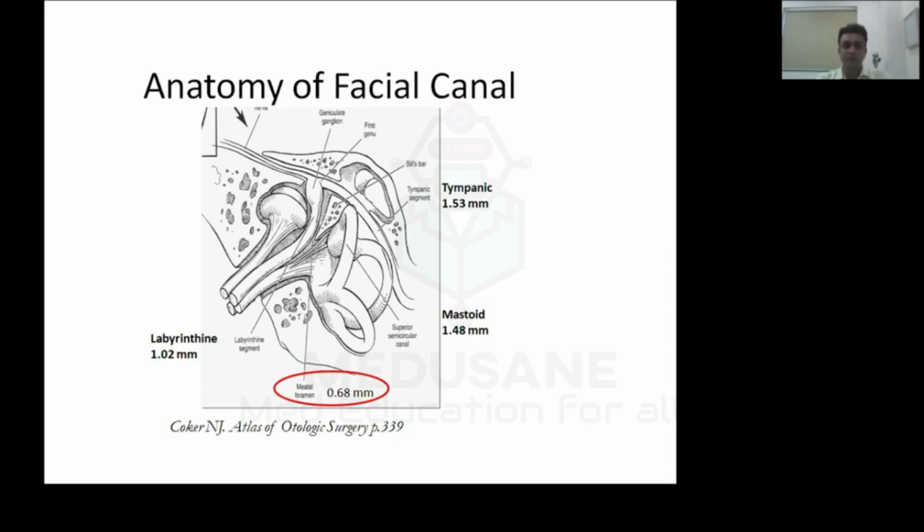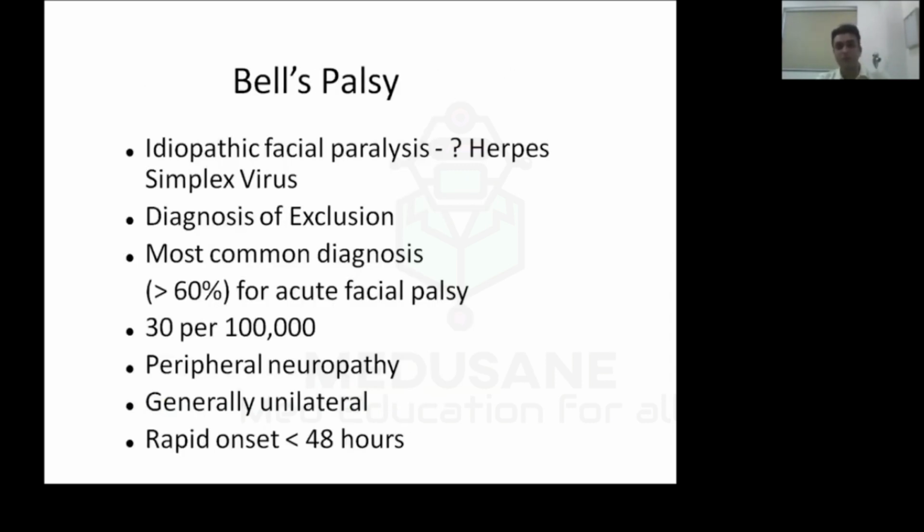Okay, this diagram is only to show you the labyrinthine portion of the nerve. Now we'll see some of the clinical problems with the facial nerve.